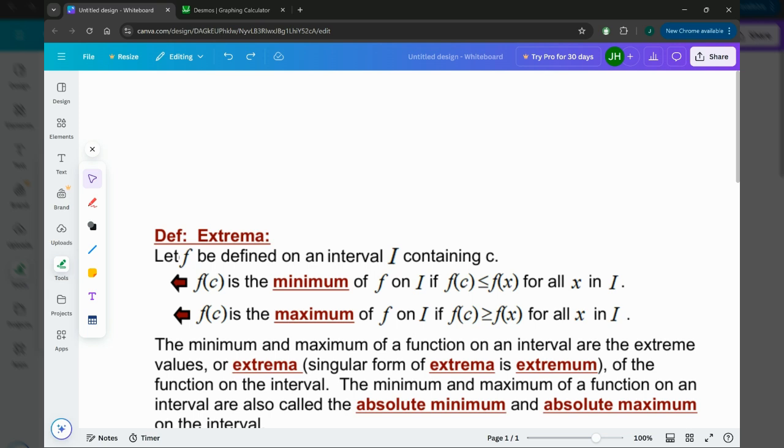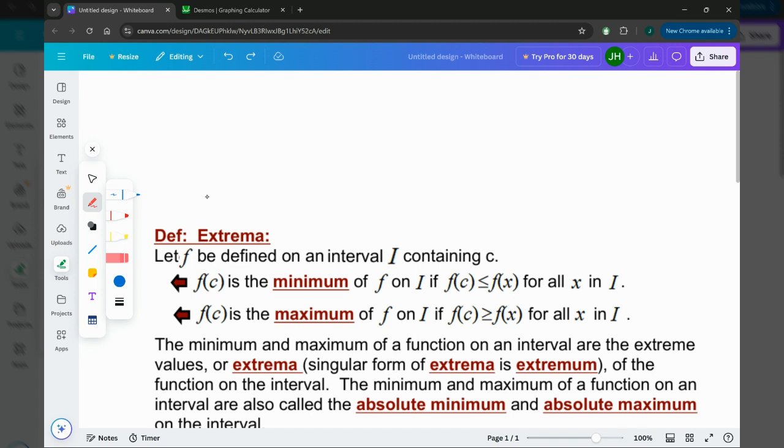This is the Herm Dog, and we are going to talk about maximums and minimums, or in mathematics, as we like to call them, extrema. What are maximums and minimums? First of all, the minimum and maximum of a function on an interval are the extreme values, or extrema. The singular form of extrema is extremum. And this is for any function on an interval I.